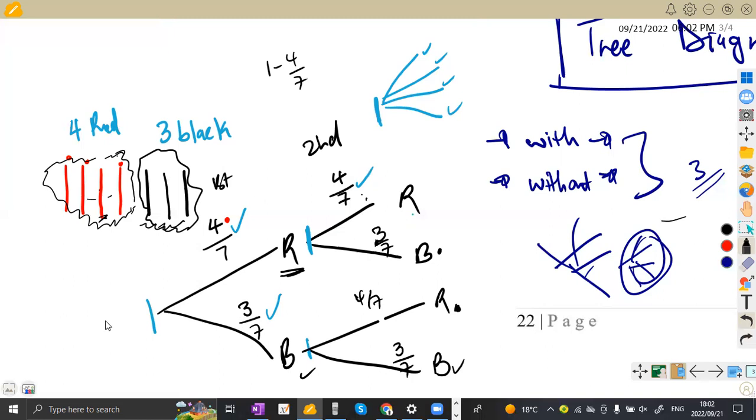Okay. All right. So here I was explaining the with replacement case. So you saw that with replacement does not affect anything. It remains as it was before.